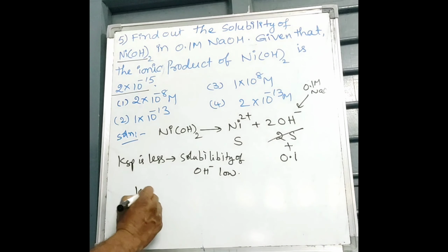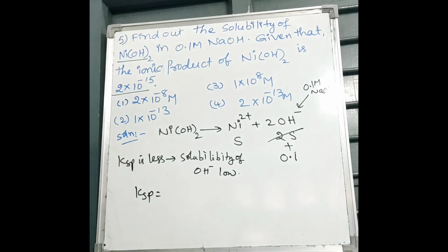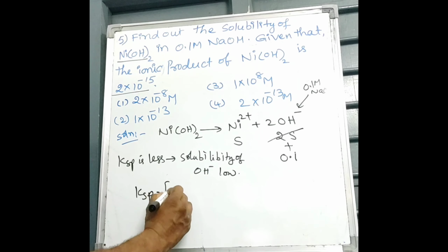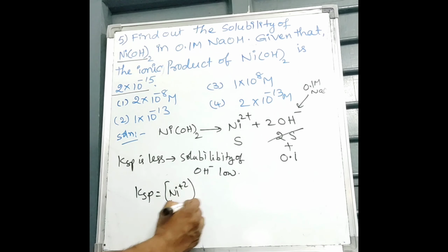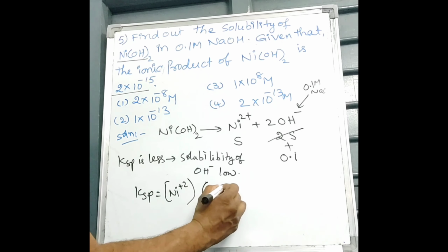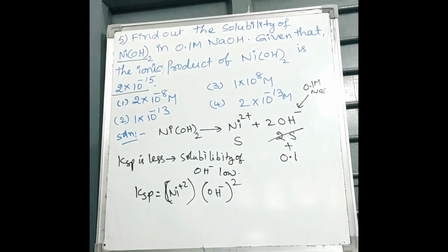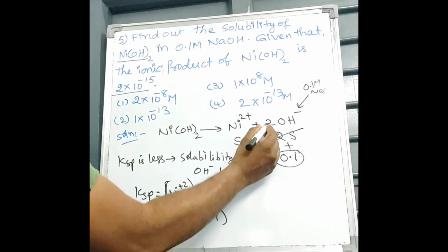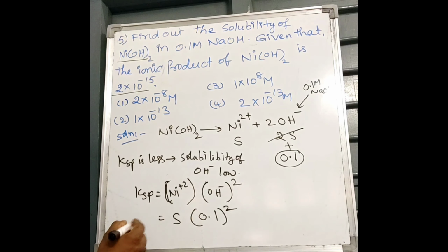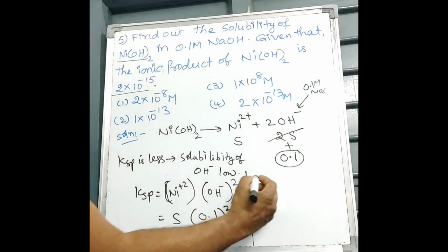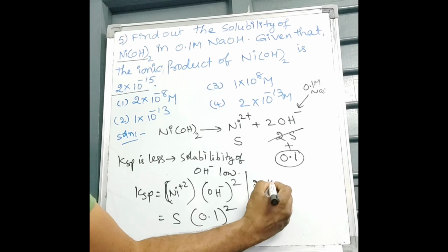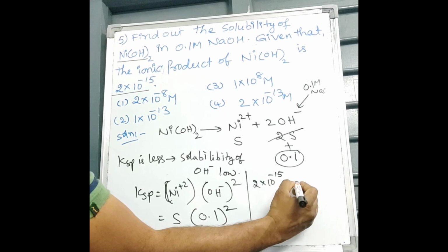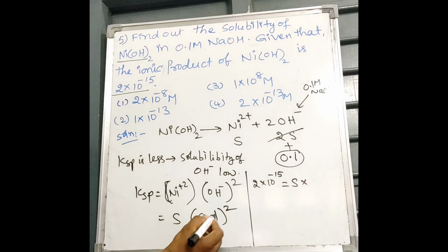Now KSP equals, we have the formula for Ni(OH)2, the product of cation and anion. So what is the solubility here? S into OH minus ion concentration, which we now take as 0.1 whole square. Now the KSP value they gave is 2 into 10 power minus 15, equal to S into 0.1 whole square.